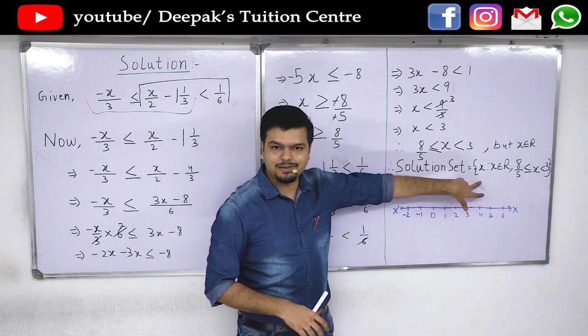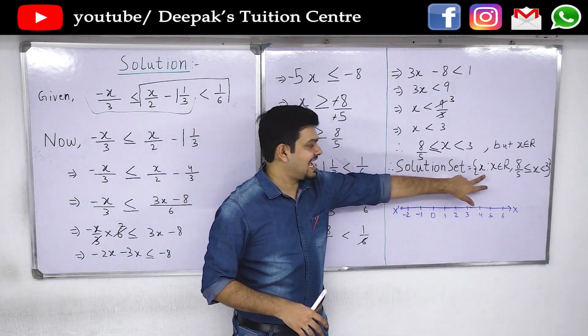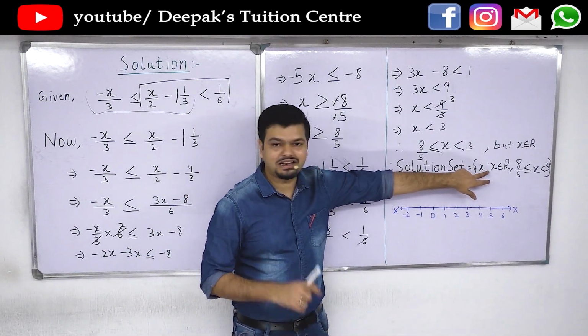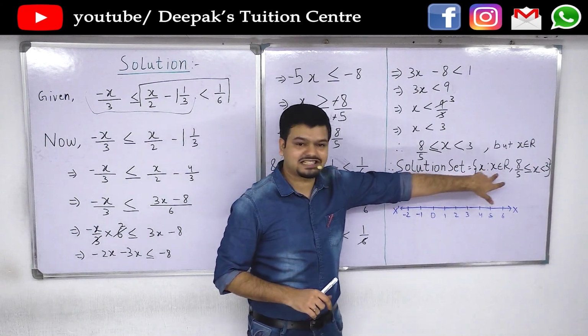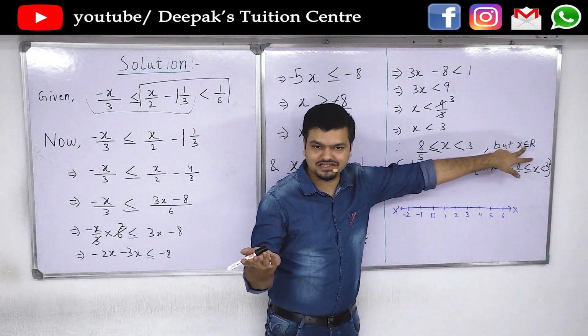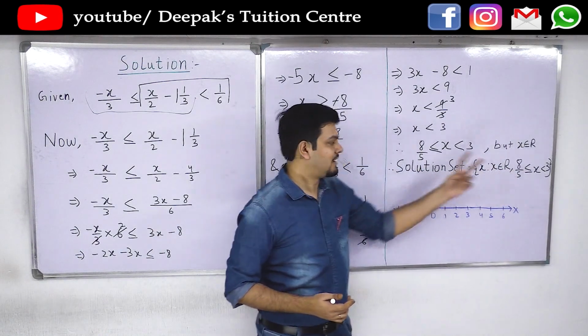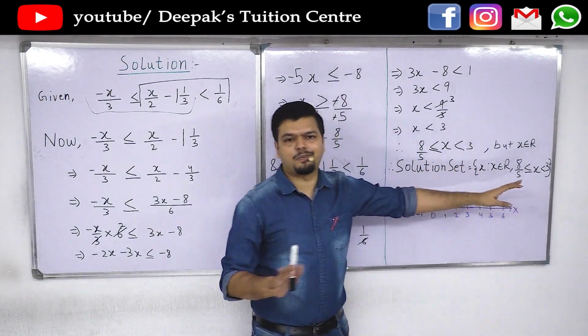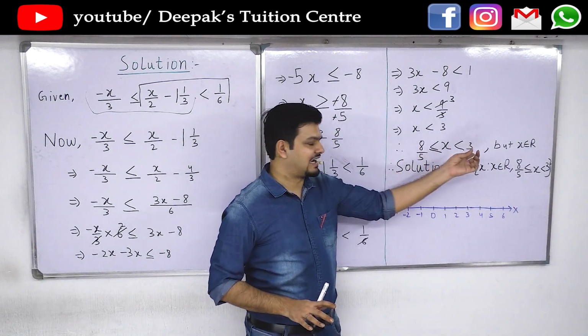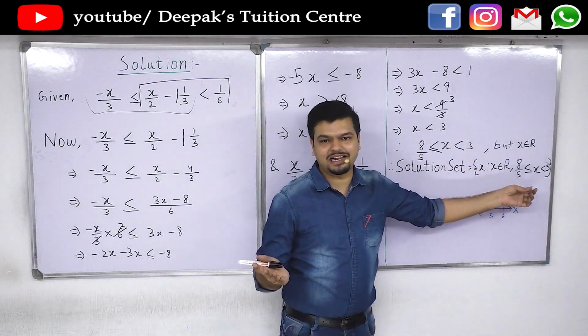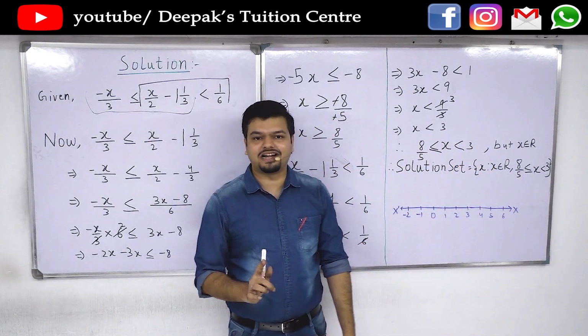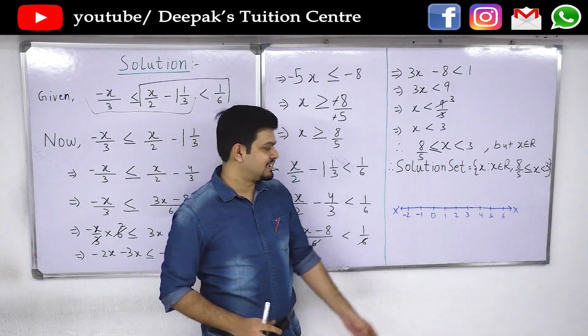Same rules, curly bracket, just remember the rules. x such that, the ratio symbol, such that x belongs to R. That is obviously given in the question, comma, we copy this. Just copy paste, same thing. So when you have written this correctly, this will automatically be correct, but you have to write a solution set. You cannot miss it out.